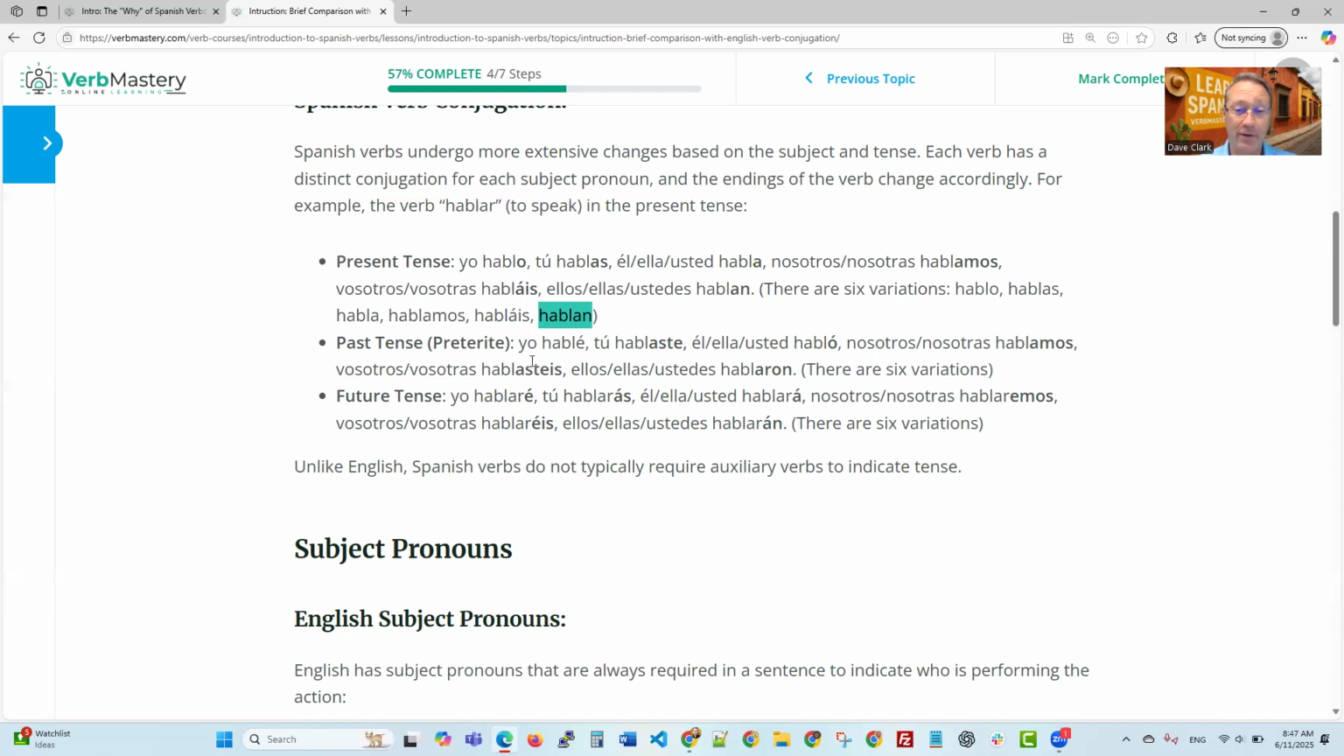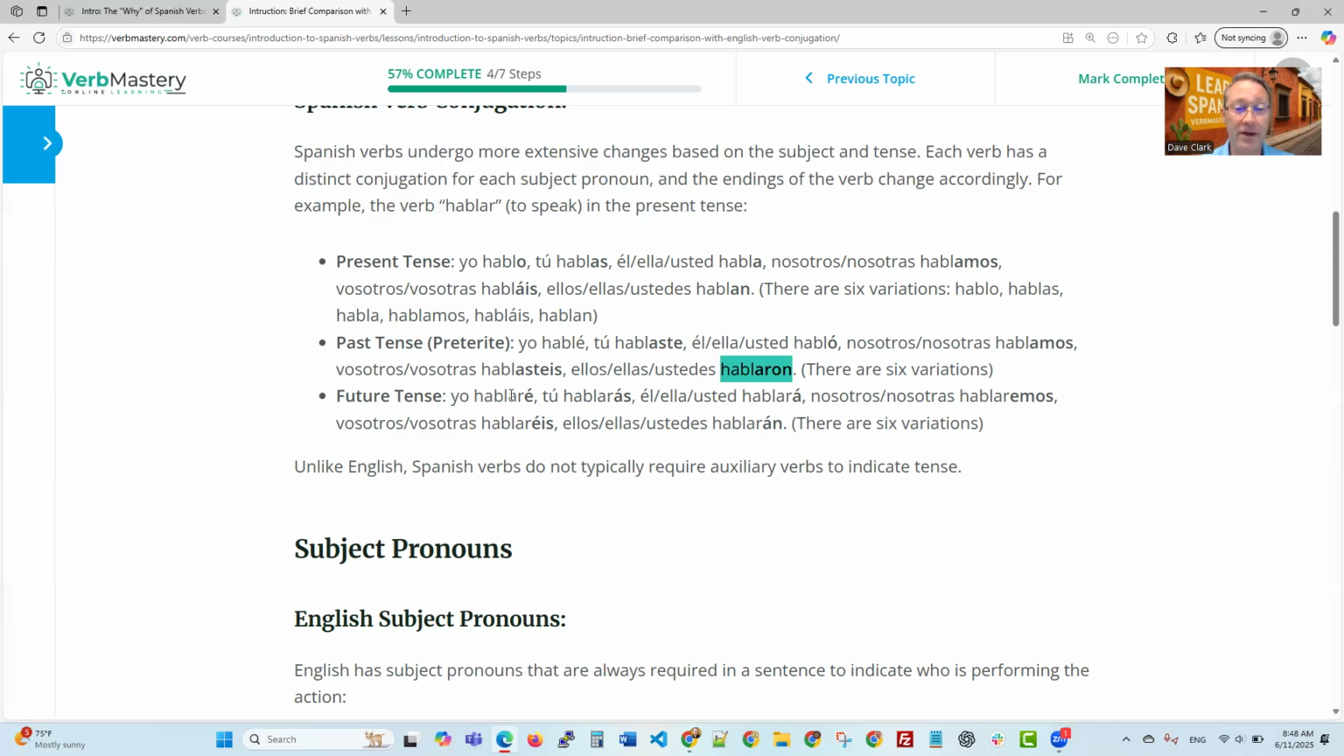Okay, past tense, preterite. Yo hablé, tú hablaste, él, ella, usted habló, nosotros, nosotras hablamos, vosotros hablasteis, and ellos, ellas, or ustedes hablaron. There are 6 variations in Spanish, so Spanish is a little trickier, but we're going to teach you step by step during this course how to learn each of them. There are patterns that you can follow to learn.